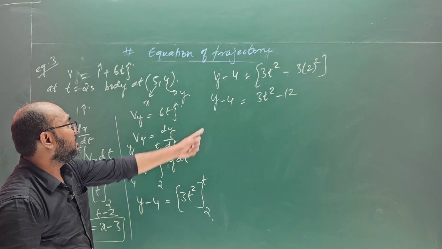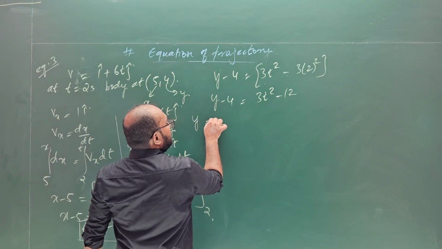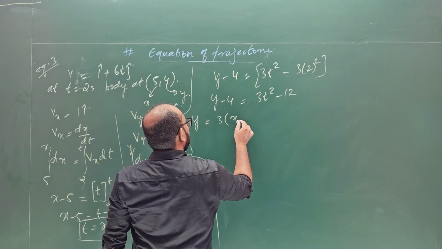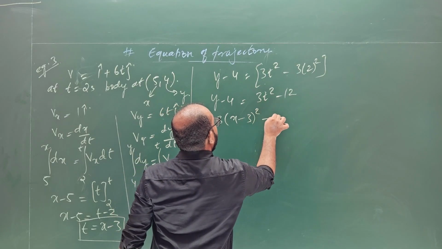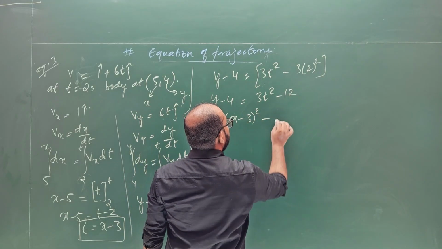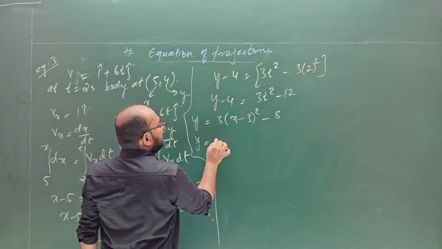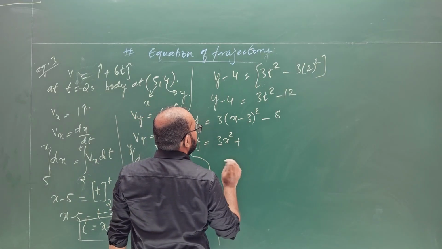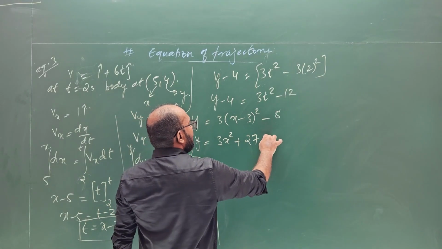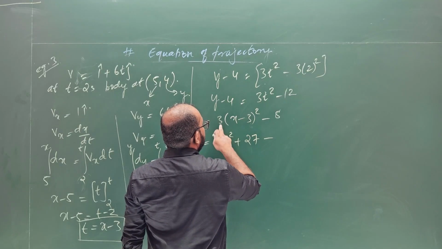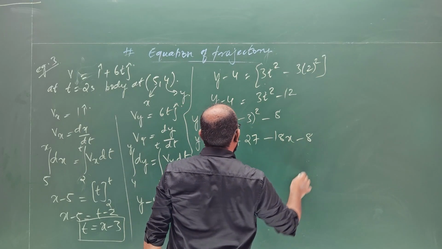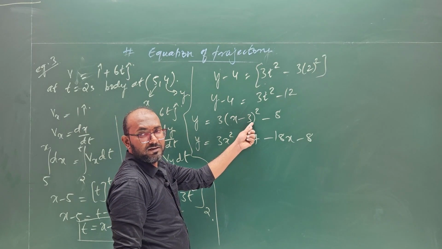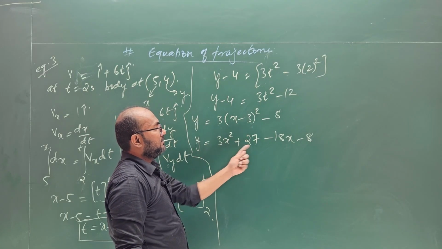Substituting the value of t, that is x minus 3, in that equation. So y is equal to 3 into x minus 3 square, and this becomes positive, so minus 8. So y is equal to 3x square plus 3 times 9, 27, minus 6 times 3, 18x minus 8. Oh, expand it. x square plus 9 minus 6x, multiplying by 3.